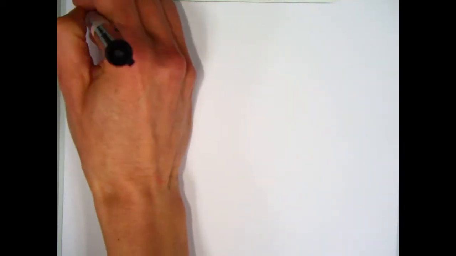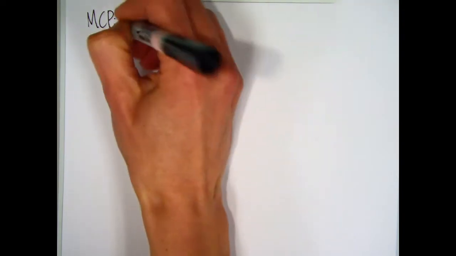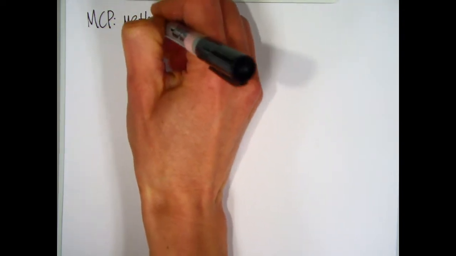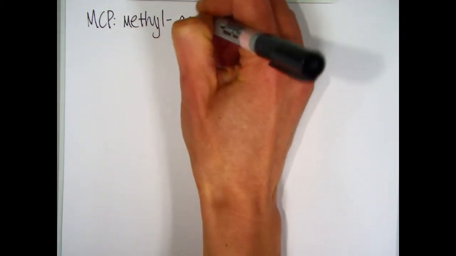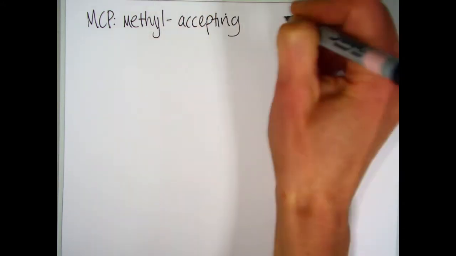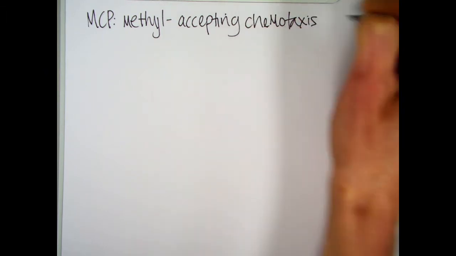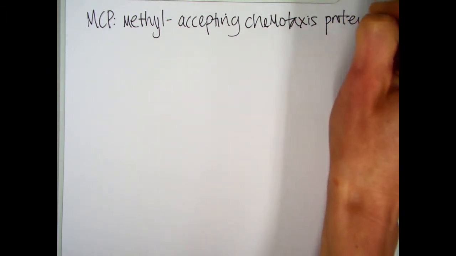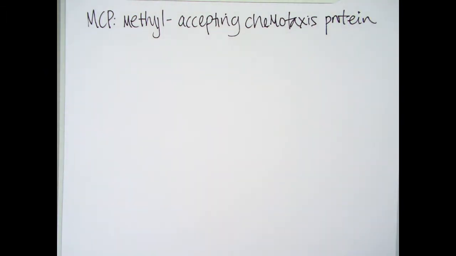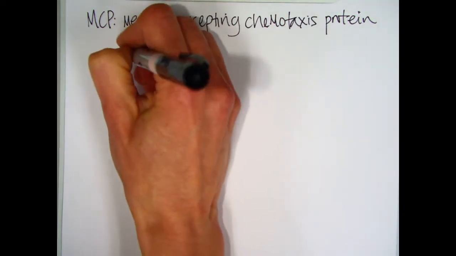Hi everyone, this is a video to go back over chemotaxis since we ran out of time to finish it in class. As a reminder, the MCP is the methyl accepting chemotaxis protein. This is a protein in the cell membrane that will bind either attractants.